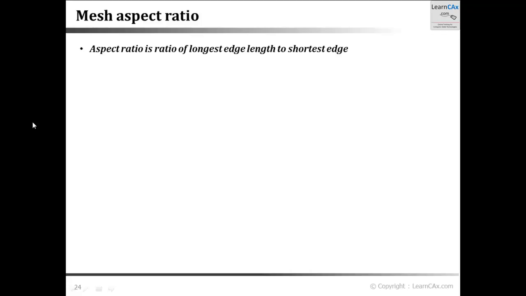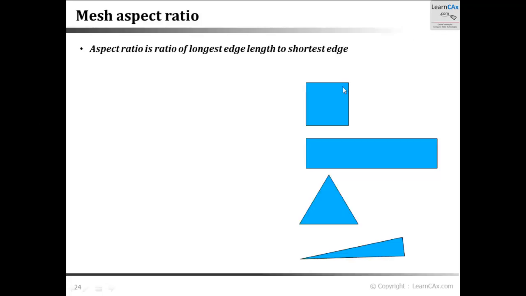Next is mesh aspect ratio, which is the ratio of the longest edge length to the shortest edge length. As you can see here, this is a square element which has a perfect aspect ratio, or the one that we want in an ideal situation. But if we stretch this particular square, the longest edge becomes very large compared to the shortest edge. So the aspect ratio is increasing, and that means it may not give the most accurate results.